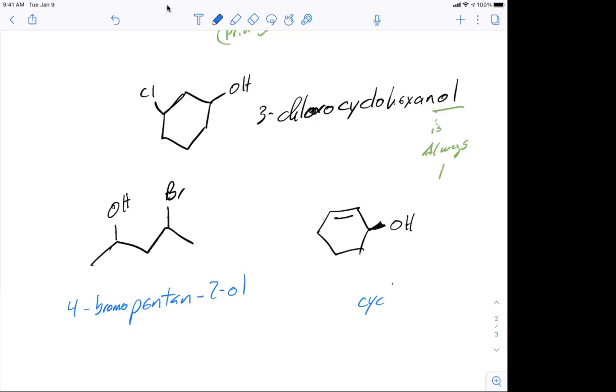cyclohexene-all, right? Make that a little better. Now I don't need to put the 1 for the all, but I do need to put the number for the ene, and the lowest possible would be 2, so 2, 3, but I only have to put the first number, so 2-cyclohexene-all, the all is assumed to be 1.